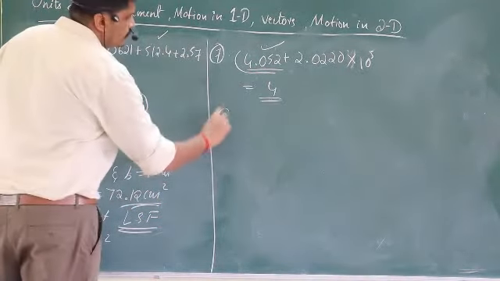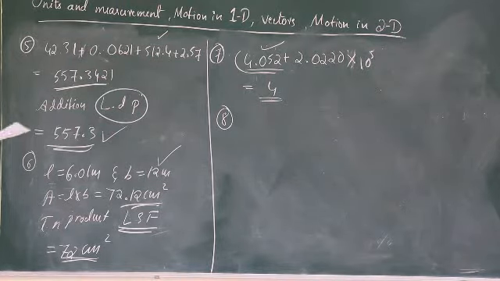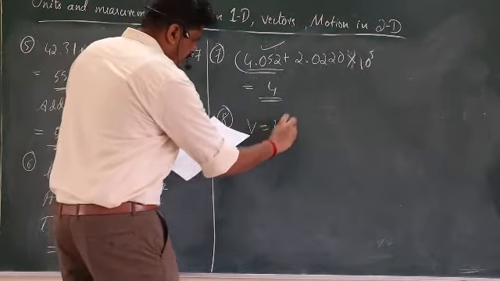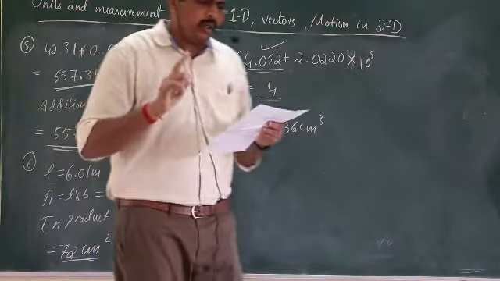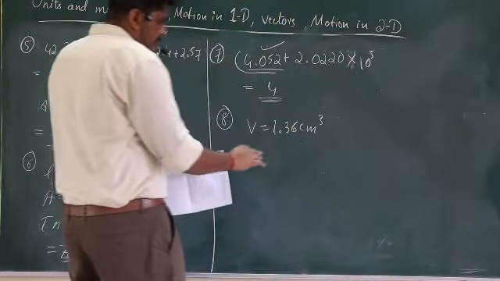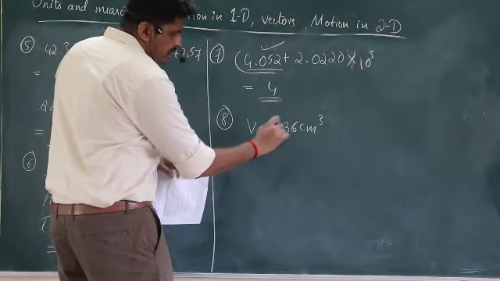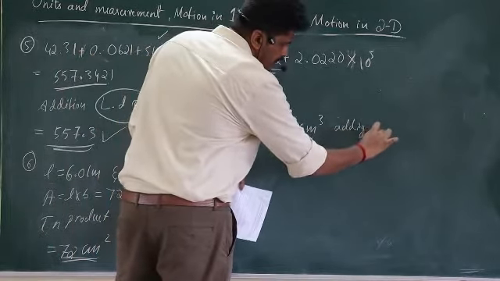Next, question number 8. The volume of a cube is 1.36 centimeter cube. The total volume of 20 such cubes is asked. That means for the total volume, you are going to add this volume 50 times.